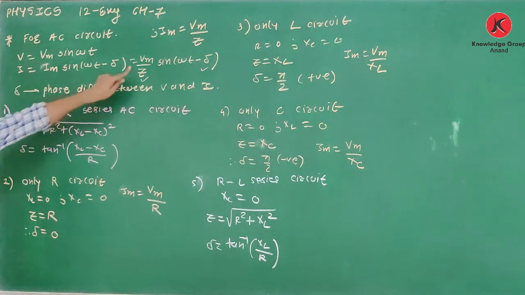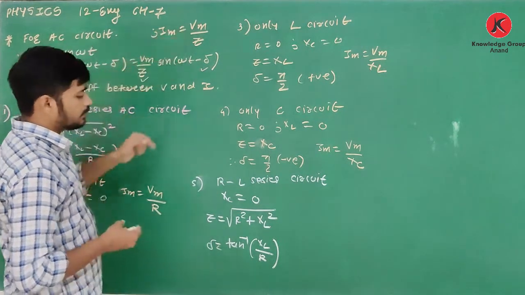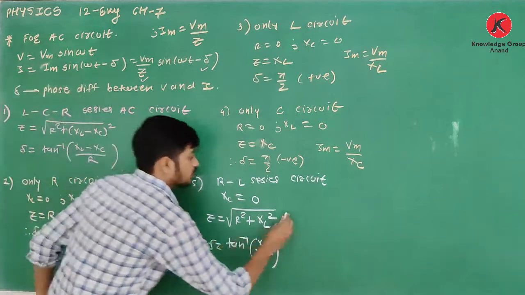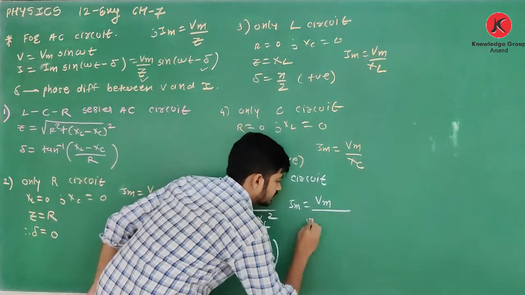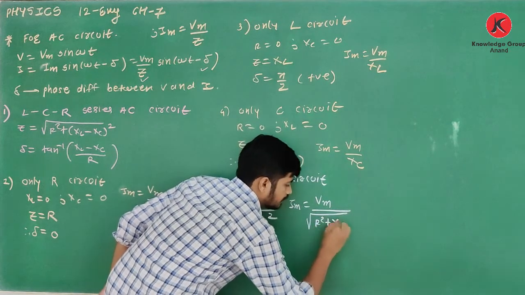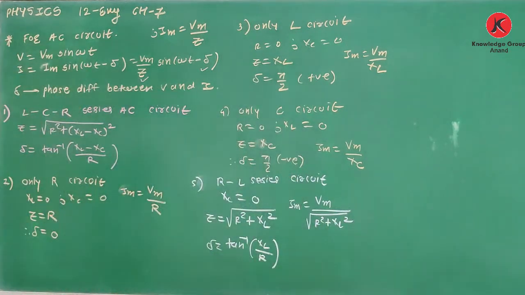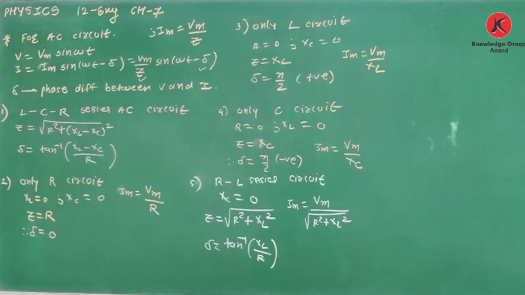So yes, that is the equation. And now what is the equation of Im? Im is equal to Vm upon Z, where Z means under root R squared plus XL squared. Clear about this? Okay, so that is the RL series circuit.